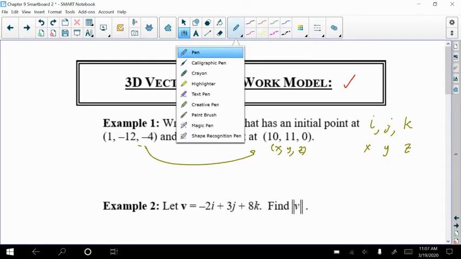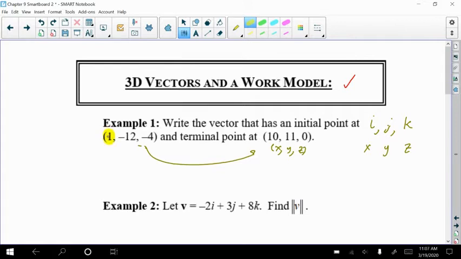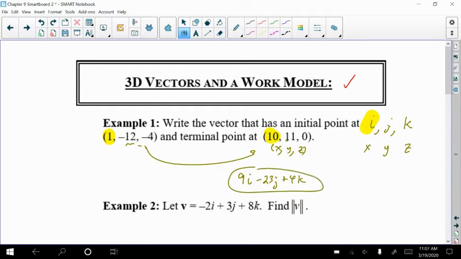So in terms of the x component, going from 1 up to 10, I'm increasing by 9. I would represent that as a vector of 9 in that i direction, so 9i. And then to get from negative 12 to 11, that's down 23 in that j direction, so minus 23j. And then to get from negative 4 up to 0, I would say plus 4k. So here's a vector that would get you from point A to point B. And remember, it's a position vector. It tells you how to get from the first position to the second position.